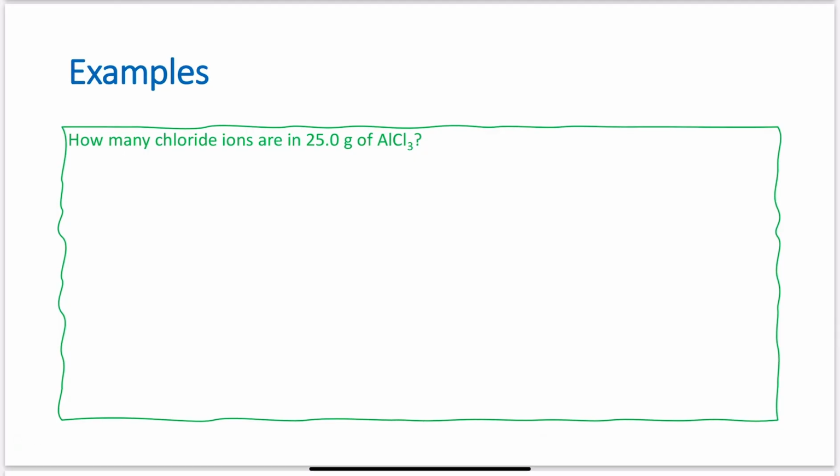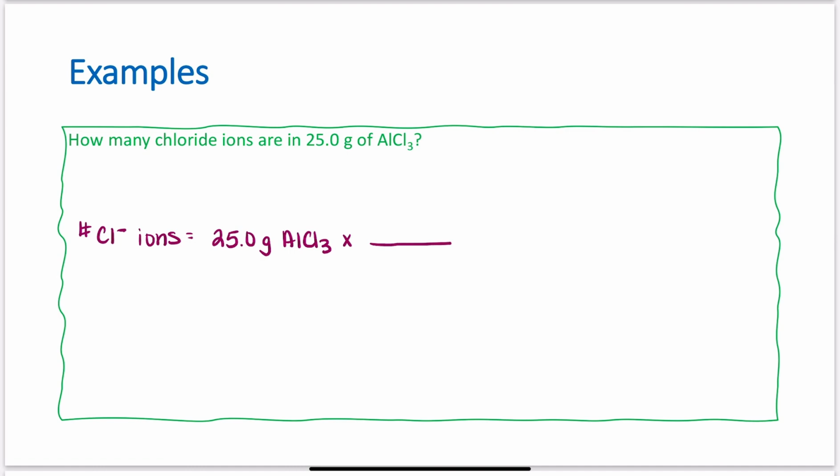Let's see, how many chloride ions are in 25 grams of aluminum chloride? So write down what you're trying to find first. Number of chloride ions. Chloride is Cl minus. And we're given 25.0 grams AlCl3.